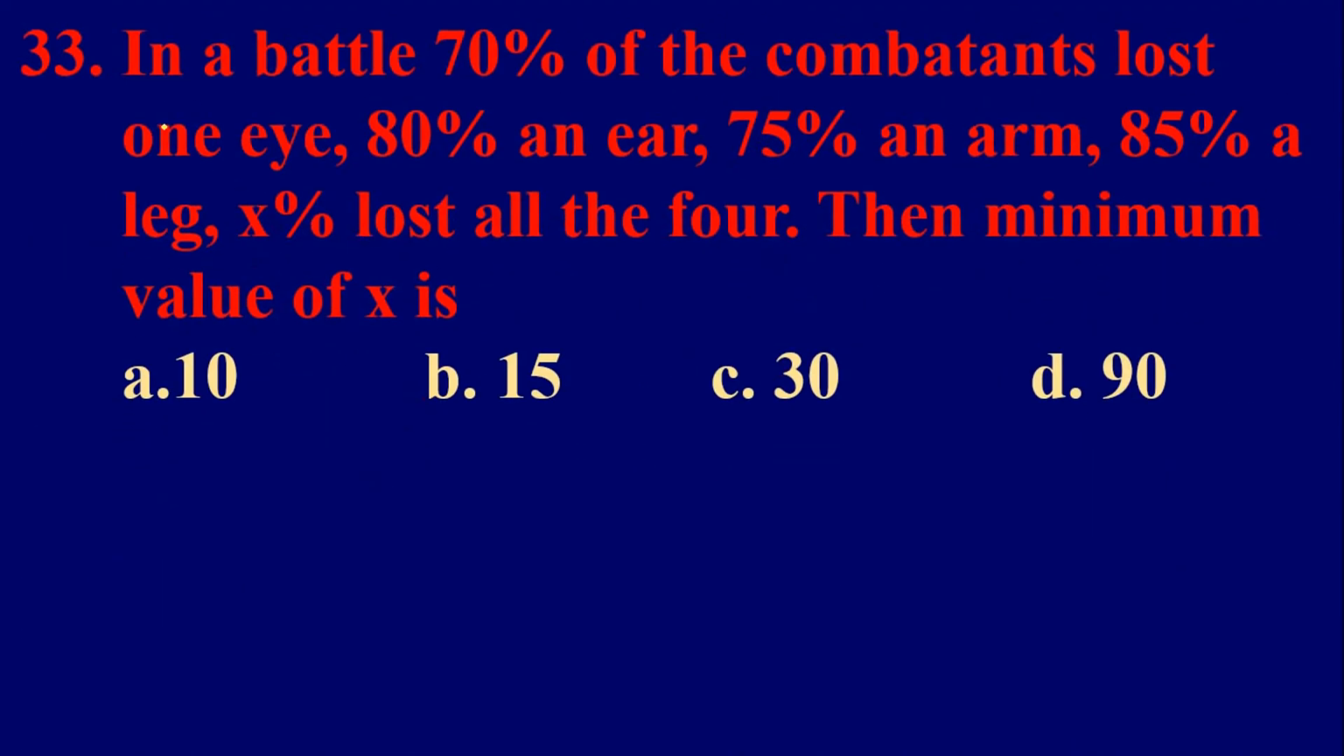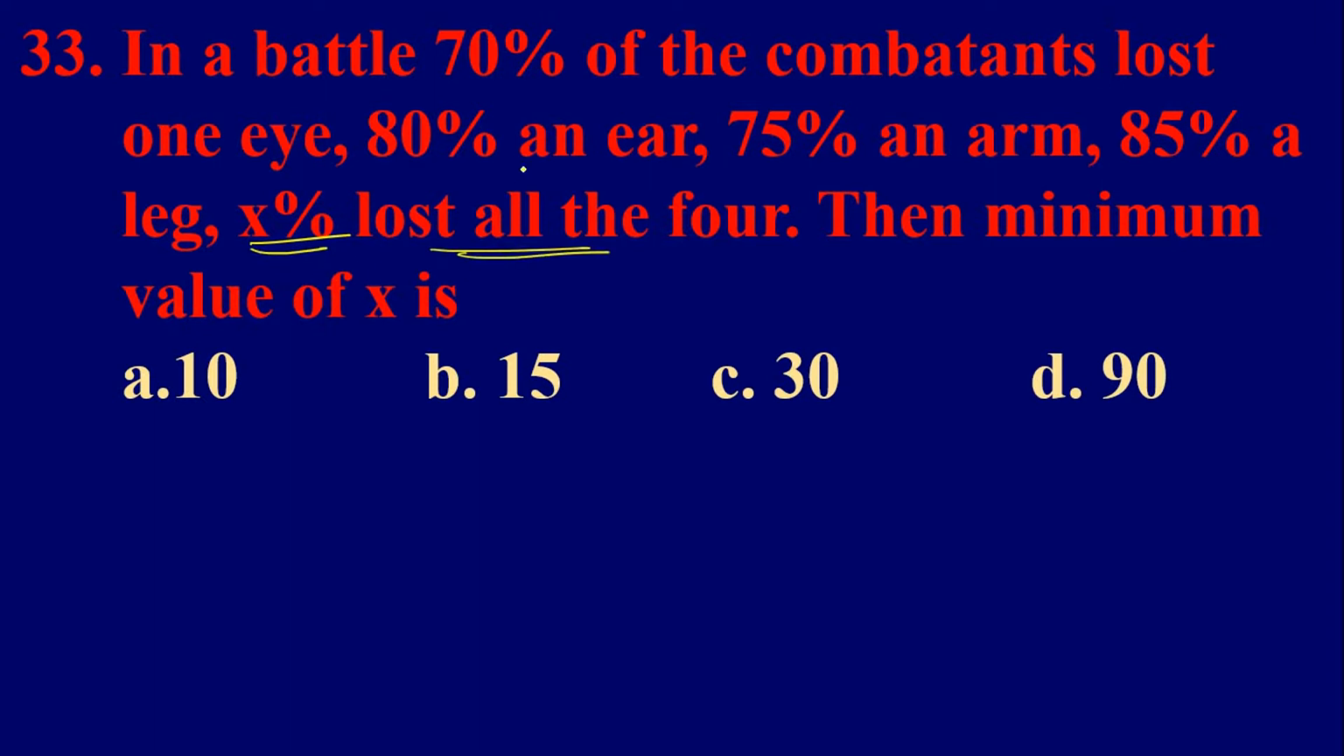So next, question number 33. In a battle, 70% of the combatants, that is soldiers, lost one eye, 80% lost one ear, 75% lost one arm, 85% lost a leg, and X% lost all the four. The minimum value of X is, so here we have to find the minimum value of X. That is, how many lost all these four.